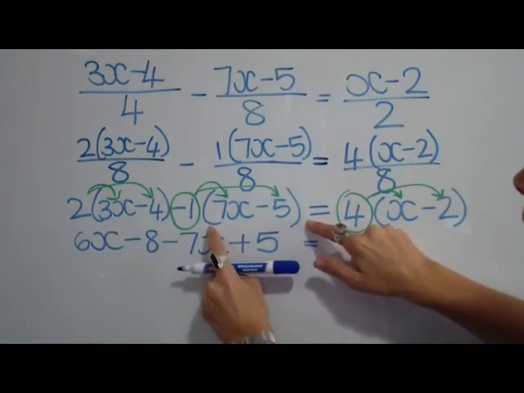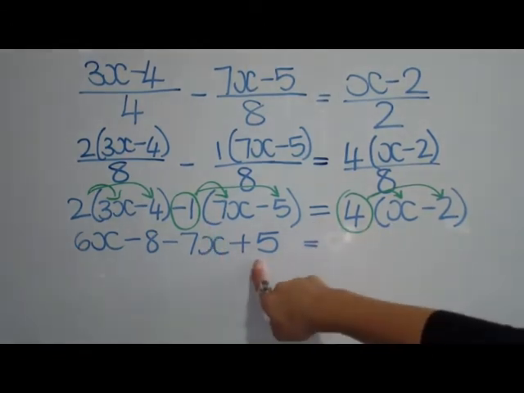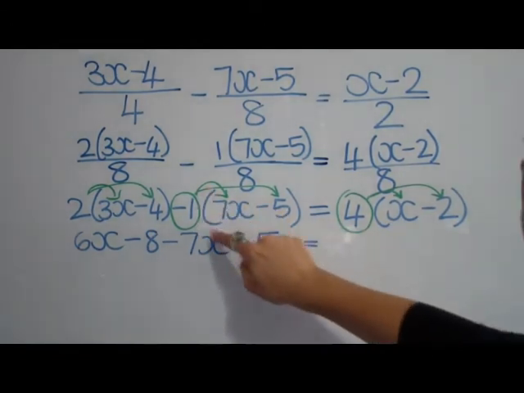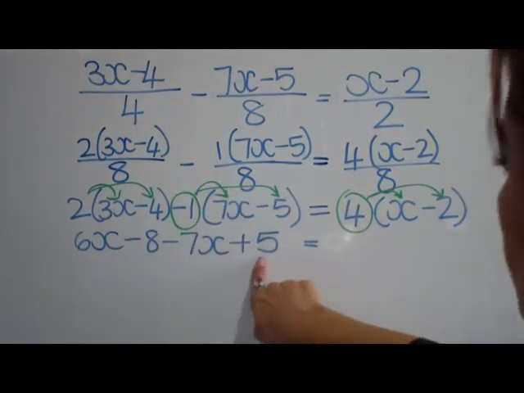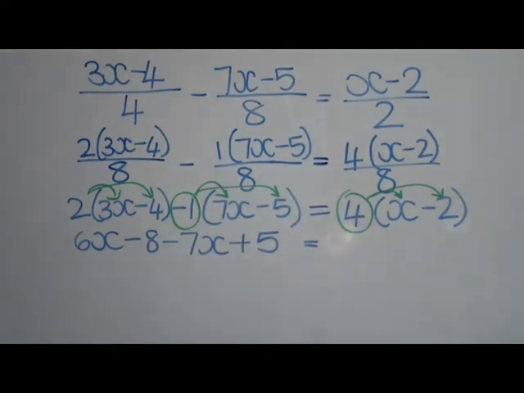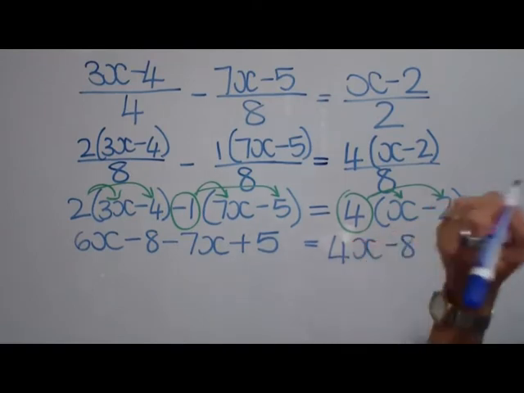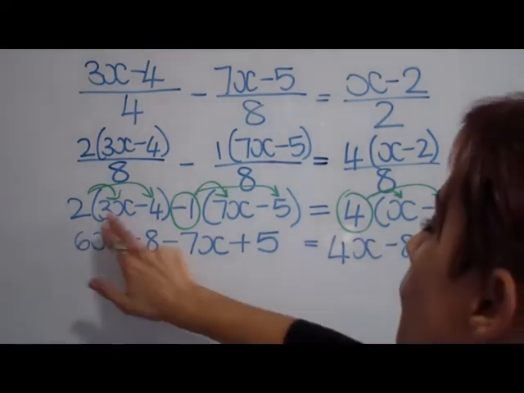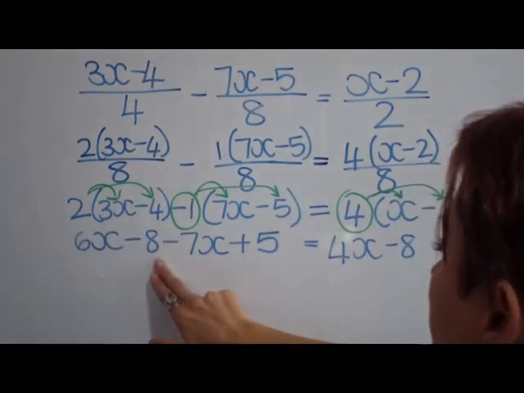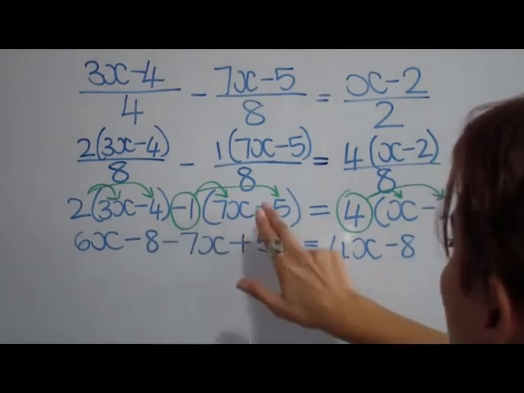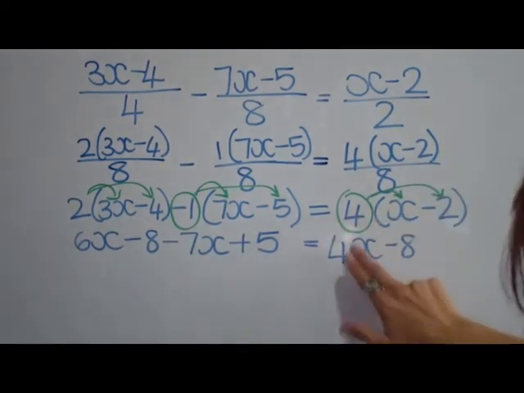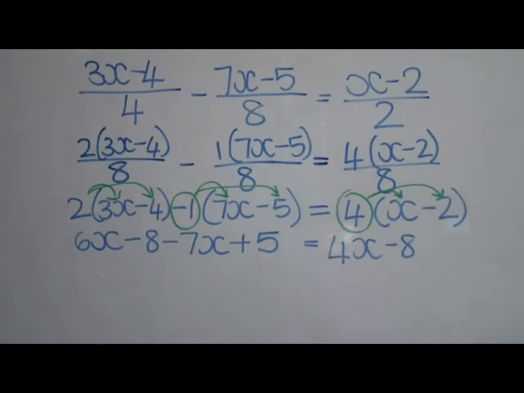Now, if you didn't have the brackets here, you would have kept this as a -5. As jy nie hierdie hakies hier gehad het nie, dan sou jy hier geskryf het as 'n -5 en gaan jou hele som verkeerd. Okay, and then 4 times x, that's 4x, en 4 maal -2 is -8. Now we just check. 6x, -8, -7x, +5, 4x, -8.